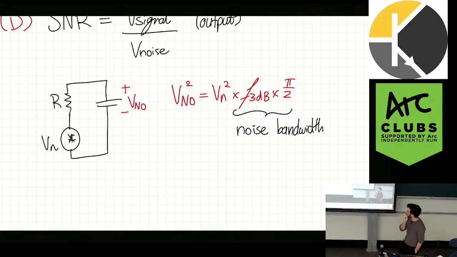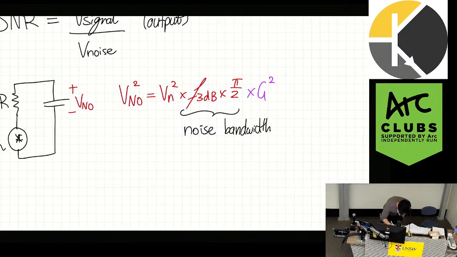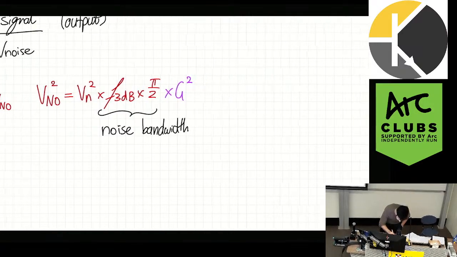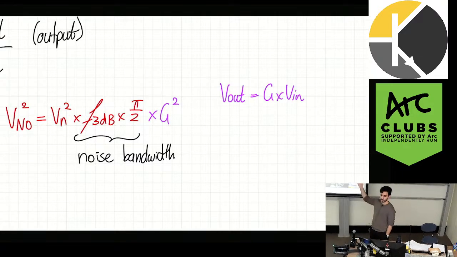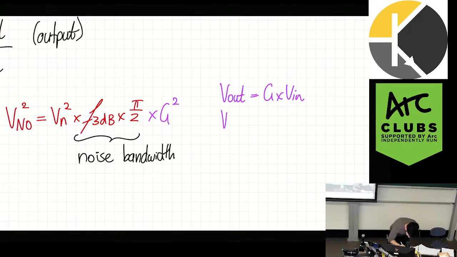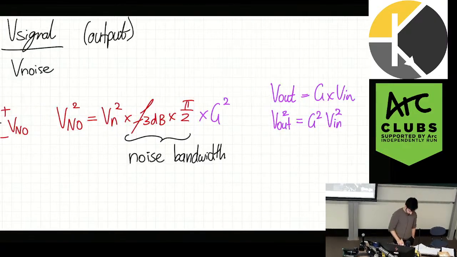Gain, right? The amplifier has gain. So what you can do here is modify this by gain squared. The reason it's squared is because if you have some output equals the gain times the input, we're looking at the power spectral density, so everything is squared. So this is V out squared equals G squared V in squared. That's why everything is squared.